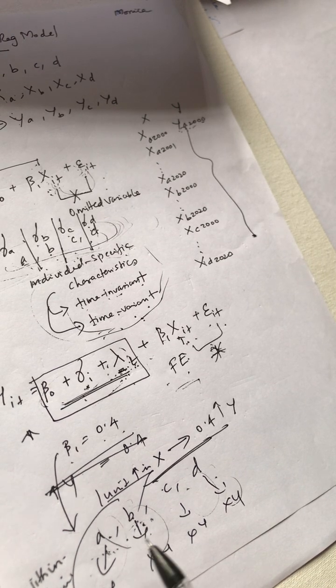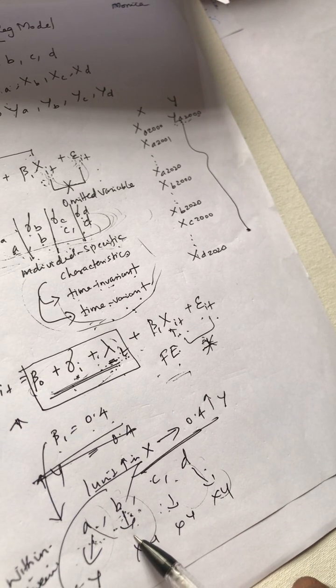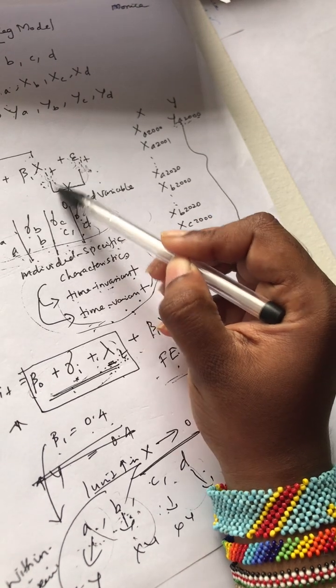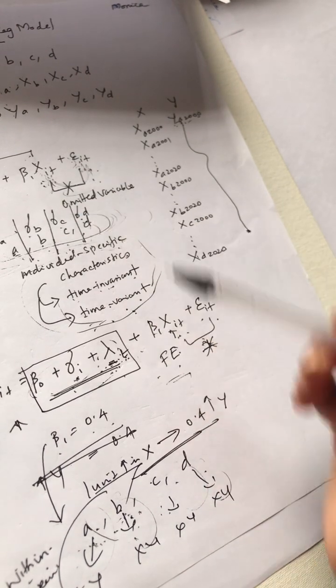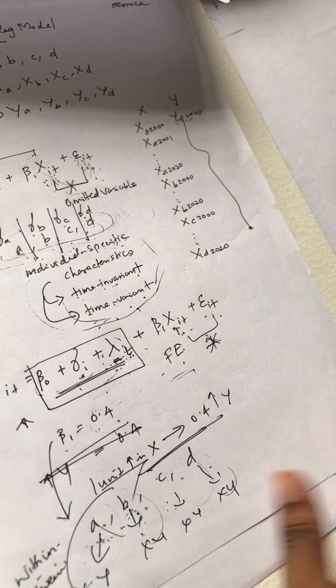Another assumption of a fixed effects model is that there is a correlation between these individual effects that exist in the error term and X. So now we need to control for that, and that is exactly what we have done here. So this is all about a fixed effects regression model.